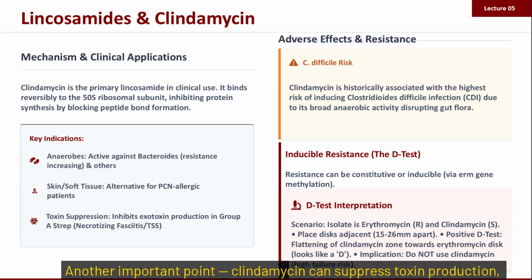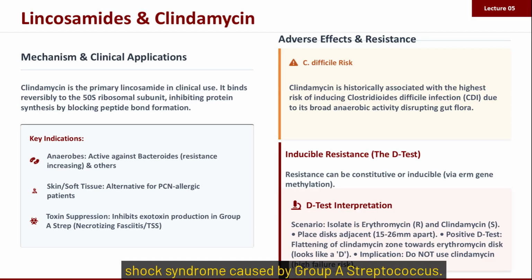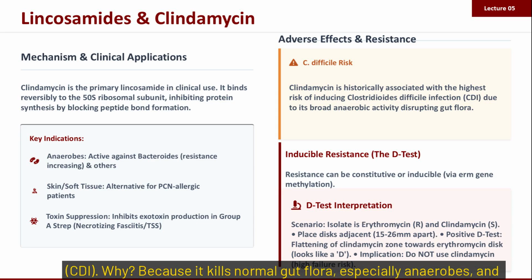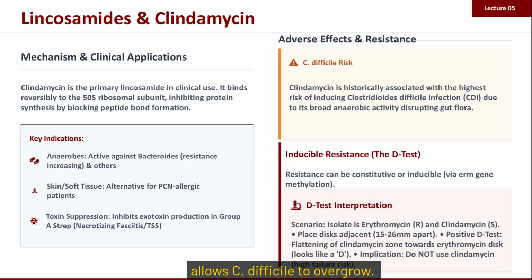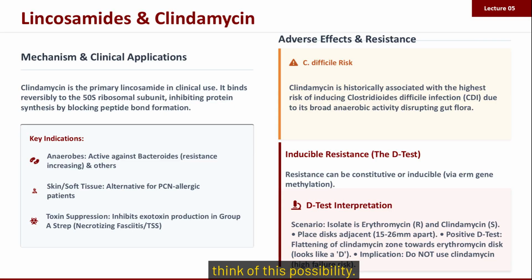Another important point, clindamycin can suppress toxin production, so it is used in severe infections like necrotizing fasciitis and toxic shock syndrome caused by group A streptococcus. Now you should note a very important adverse effect of clindamycin. Clindamycin is strongly associated with Clostridium difficile infection, CDI. Why? Because it kills normal gut flora, especially anaerobes, and allows C. difficile to overgrow. So clinically, whenever you see diarrhea after antibiotic use, always think of this possibility.